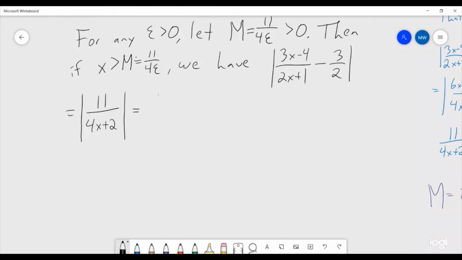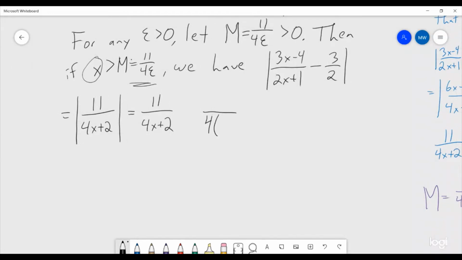So we have this, that's equal to 11 over 4x plus 2, which is where we can then say, we know x is bigger than 11 over 4 epsilon. So if we replace the x with the 11 over 4 epsilon, we're going to have 4 times 11 over 4 epsilon plus 2. The question is, did we just increase or decrease the denominator? Well, we replaced x with something smaller, so we decreased the denominator. And if you decrease the denominator, that increases the fraction. So we are going to have that.